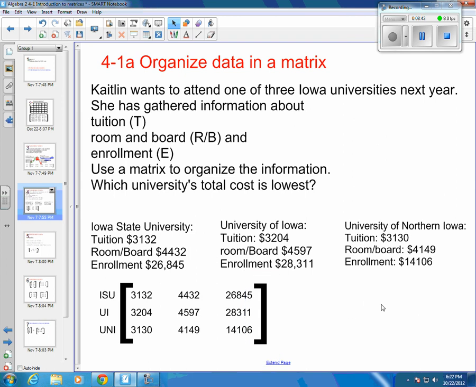And I can look at this data and find out, okay, which one has the best deal? Looking at total enrollment, definitely University of Northern Iowa, UNI, had the lowest one by at least $10,000. So I don't think we even have to look at these because these are close. So University of Northern Iowa it is. That's the cheapest one to go to.